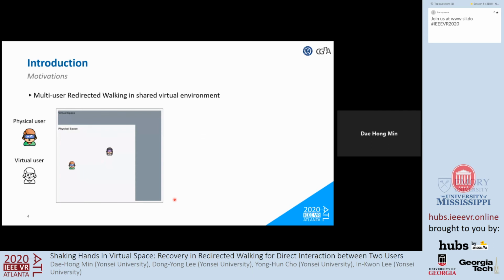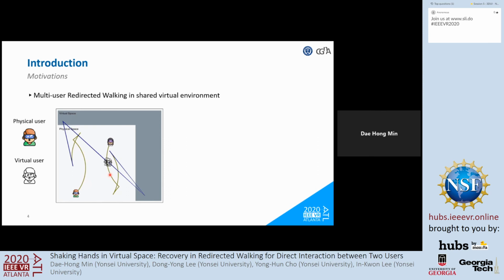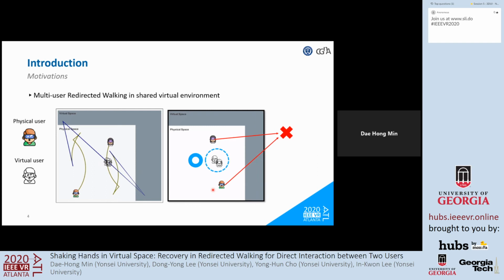However, in a multi-user redirected walking environment that shares the same virtual space and physical space, the following problems occur. If two users are moving while applying redirection, there is no guarantee that they can actually meet in physical space when they meet in the virtual space. In other words, when redirection is applied, a relative positional difference occurs between physical space and virtual space.